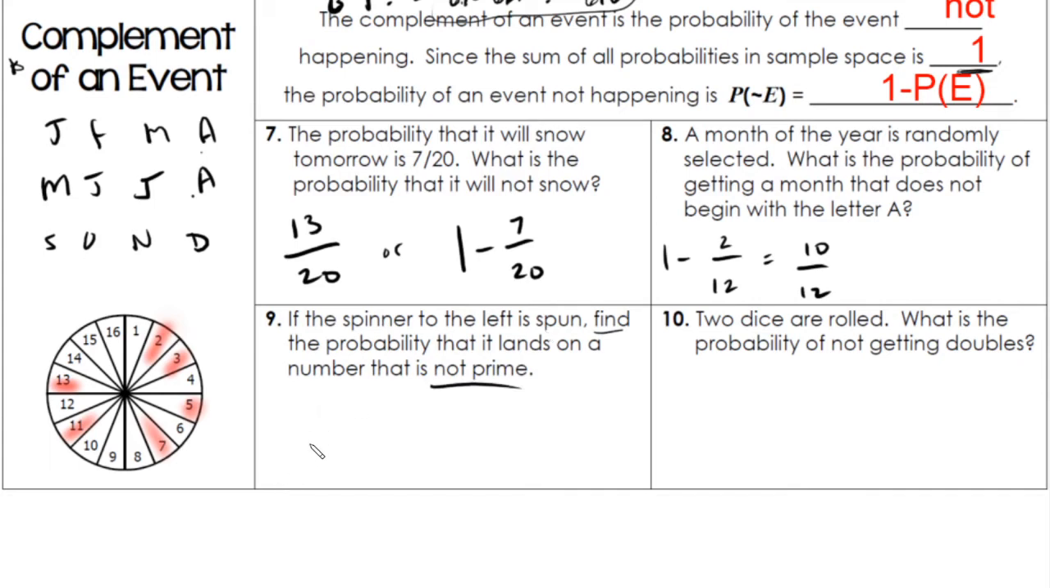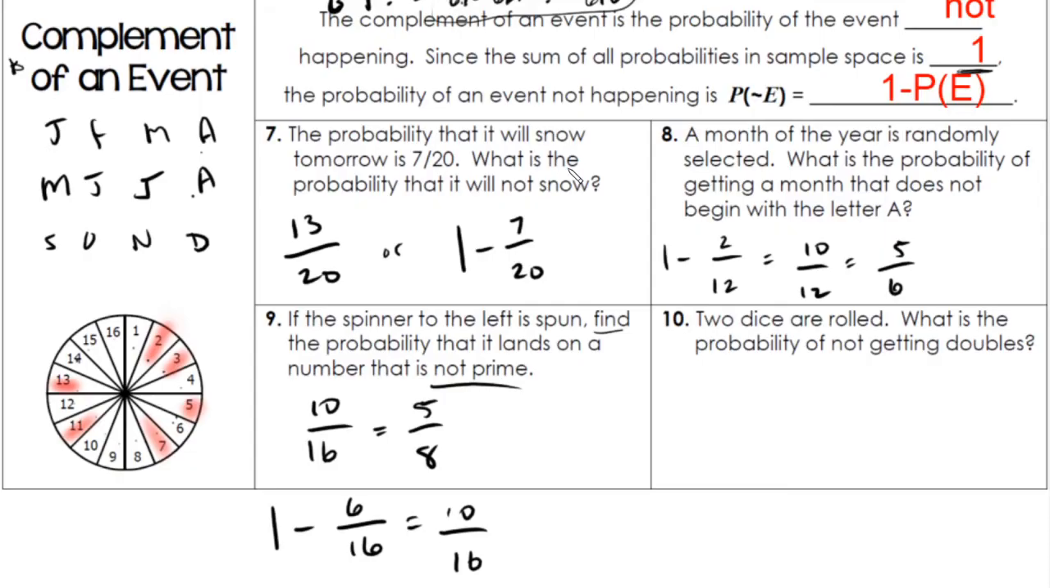Well, you can think of this two ways again. It can be 1 minus the probability that it is prime, which would be 1, 2, 3, 4, 5, 6 out of 16. Or you can just count the numbers that are not prime, which would be 1, 2, 3, 4, 5, 6, 7, 8, 9, 10 out of the 16. And in either case, you will end up with 10 out of 16, which can be reduced if you would like. This one can too.